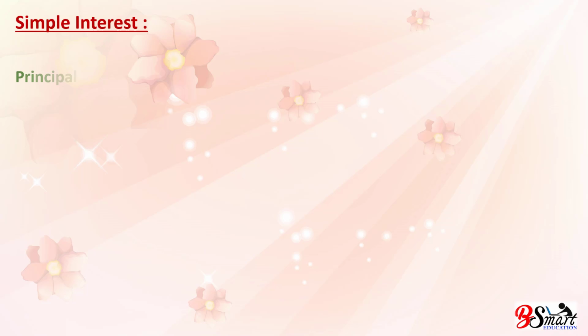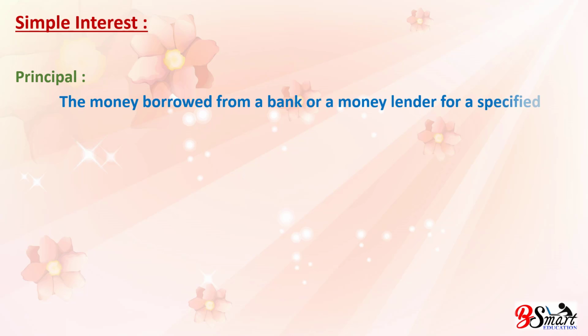Our most important topic is simple interest. Suppose Krishna said that they were going to buy a new scooter. Mohan asked her whether they had the money to buy it. Krishna said her father was going to take a loan from a bank. The money you borrow is known as sum borrowed or principal. Now, proper definition of principal: the money borrowed from a bank or a money lender for a specified period of time is called principal.